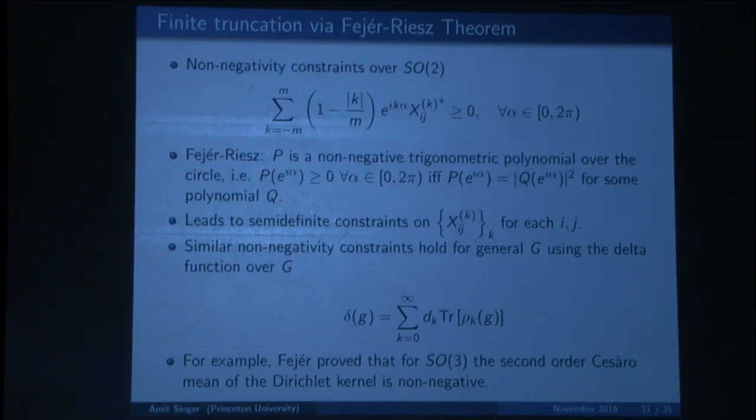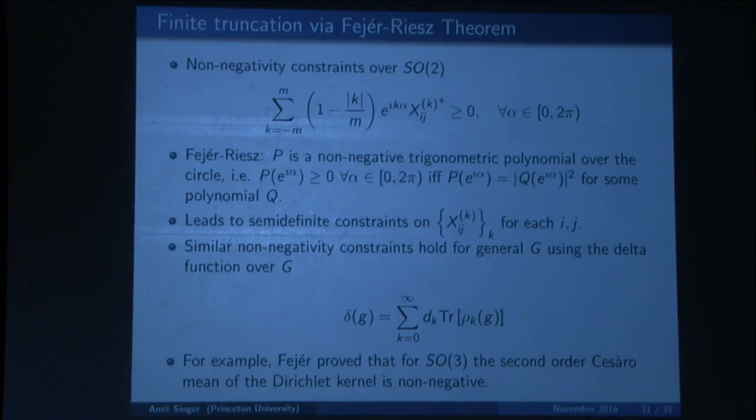So we already have one problem solved. We just constrain that this is non-negative. Instead of the delta function, now we look at the Fejér kernel. Still, we have to deal with the fact that it's for every alpha. So how do we deal with every alpha?